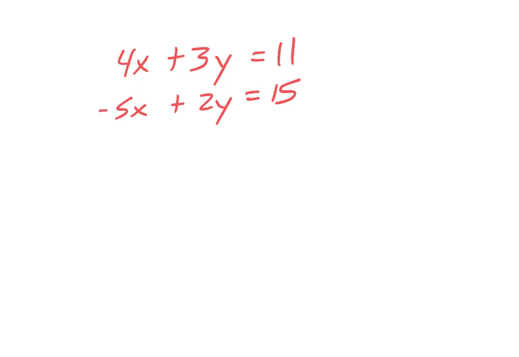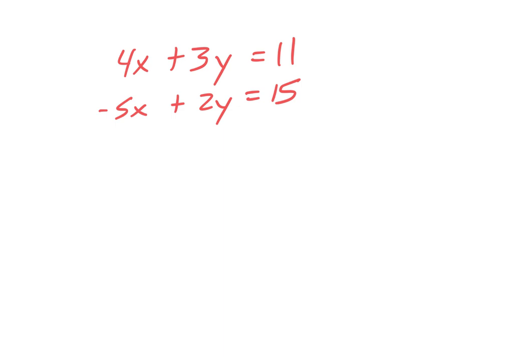Which one are you going to want to go to? Y's or x's? Y's? Yeah, I think so too, because if we did x's, we'd have to go all the way up to 20. So we'd get bigger numbers. With 3 and 2, we can go up to 6, so the numbers aren't quite as big.